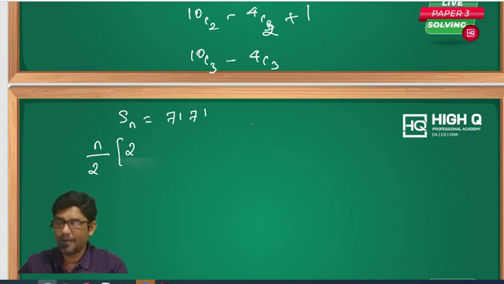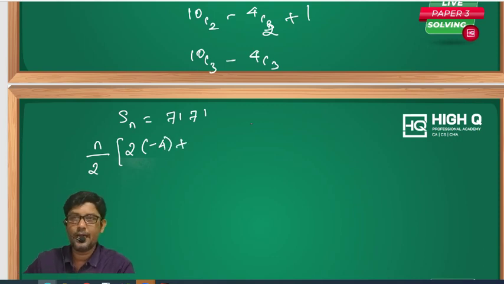What is a? Minus 14. Minus 4, sorry. Hey, what is a? Minus 4. 2a plus n minus 1 into d. What is d? Is the common difference given?